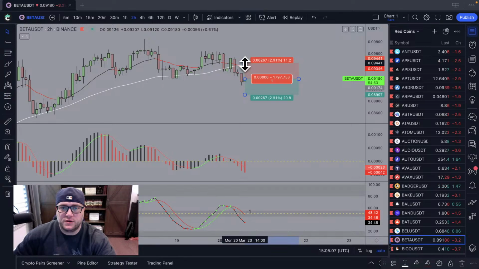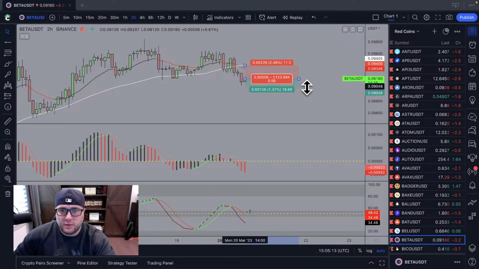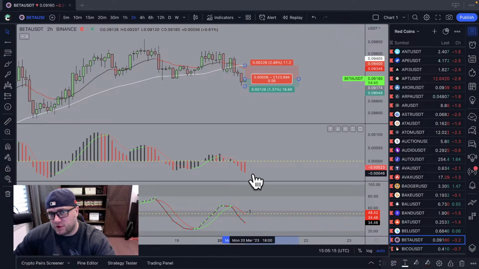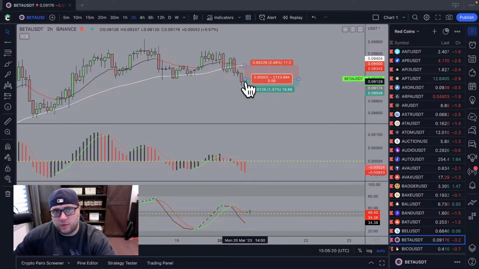I'd have two positions on this one. I would have one position right there and then another one on that red line. And we will target the bottom of that. Everything is pushing down. Everything is pushing down. And this thing a little pumped up 0.57%. 0.57% on BETA.